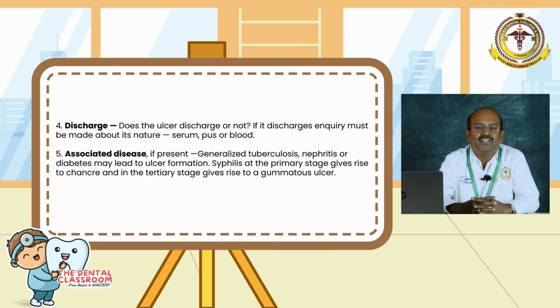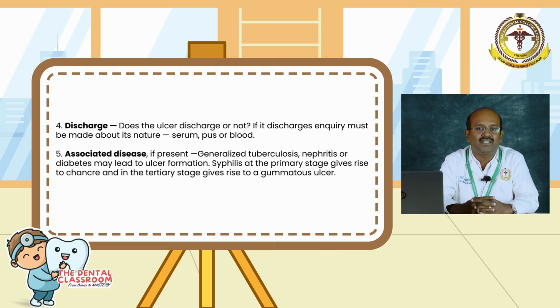Then we'll move on to the discharge. We have to ask the patient whether they have come across any discharge. The discharge can be a serous discharge, a purulent discharge, or a bloody discharge. Every discharge will tell you what type of ulcer we are going to see.